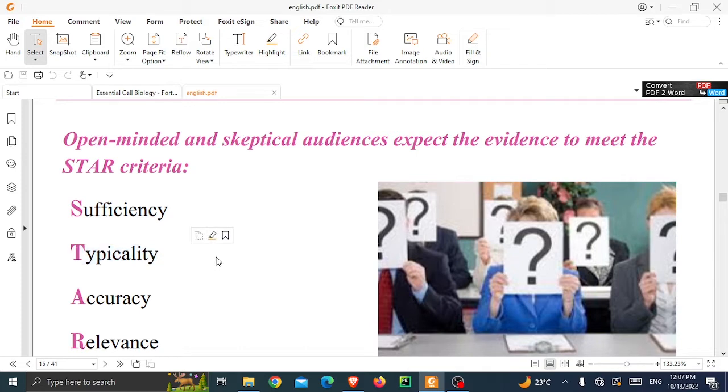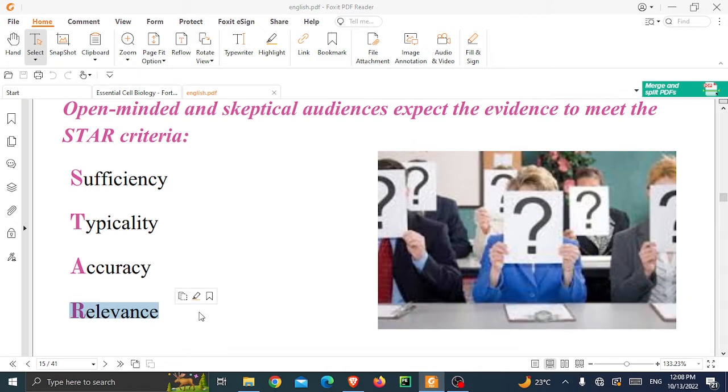Typicality: the evidence that is proposed relates to the topic. Accuracy: the evidence that is proposed is accurate and from good sources, not from weak sources or made up. And the relevance of the evidence: the evidence that I'm mentioning is related to the topic that I'm talking about, which is similar to typicality but not the same, and I'm not making a long shot to use that type of evidence.